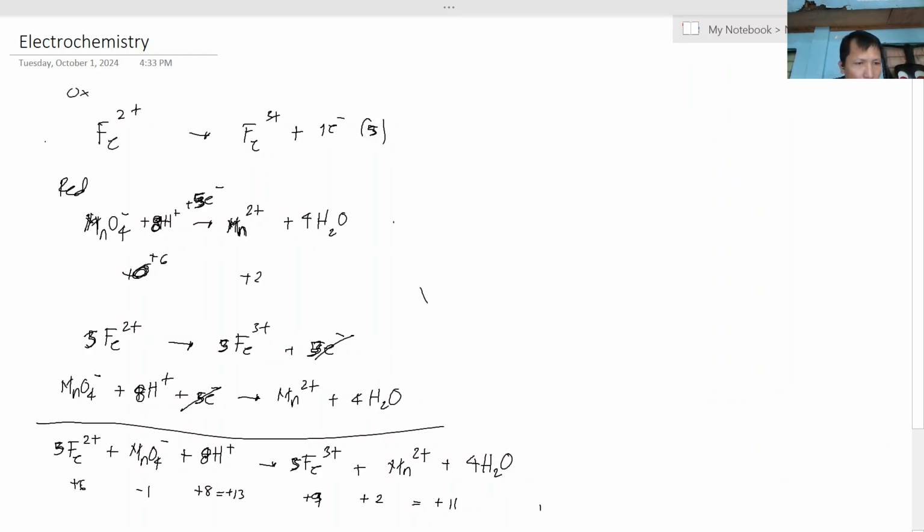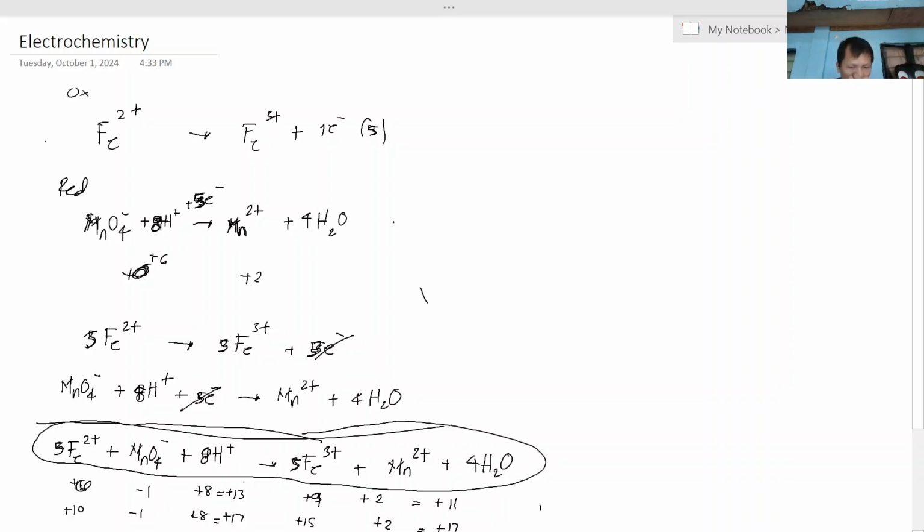So that could be a positive 10. This is a negative 1. This is a positive 8. So total is 18 minus 1, that is a positive 17. How about here? You have a positive 15. Then you have a positive 2. That is a positive 17. So this is now a balanced equation with 5.